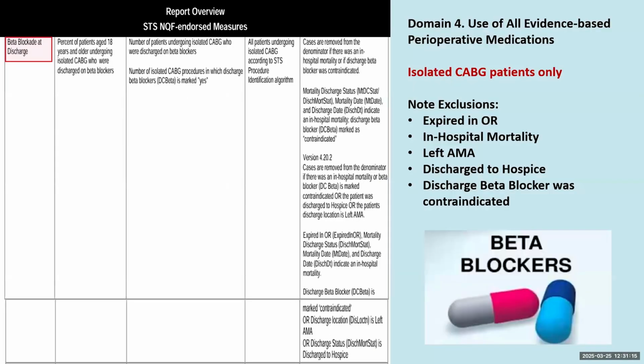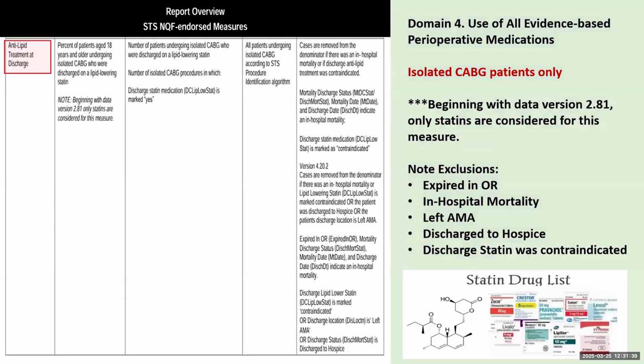Beta blocker at discharge. This is isolated CABG only. Pretty much the same exclusions as your antiplatelet: you expired in the OR, you died in the hospital, you left AMA, you went to hospice, or the beta blocker was contraindicated. Discharge beta blocker.